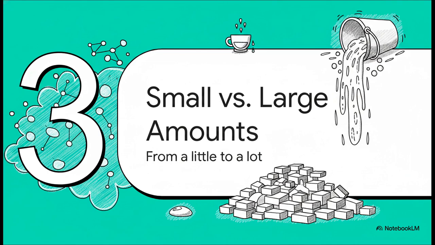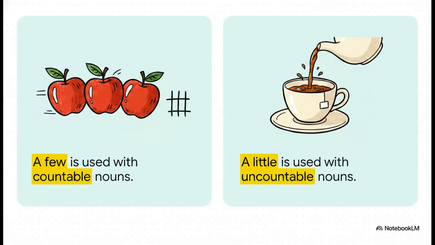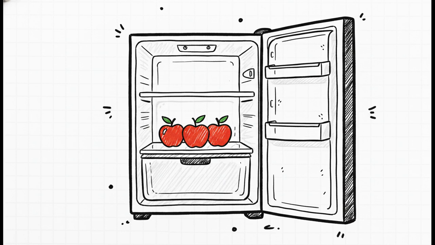Okay, so we've got some and any for those kind of vague, unspecified amounts. But what if we want to be a bit more specific? Let's see how our core rule, countable versus uncountable, helps us talk about small and large quantities. For small amounts, it's super clear, and it all goes back to our main rule. We use a few with things you can count, our countable nouns, and we use a little with things you can't count, our uncountable nouns. That's it. So for instance, you'd peek into the fridge and say, oh, there are a few apples. Why a few? Well, because you can count the apples. 1, 2, 3. For a small number of things you can count, we always use a few.